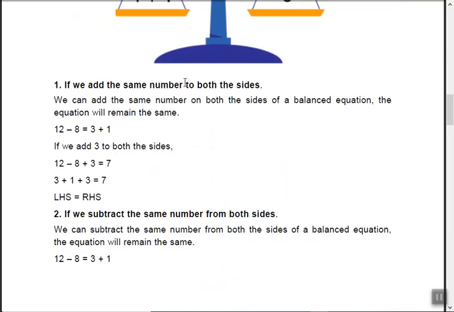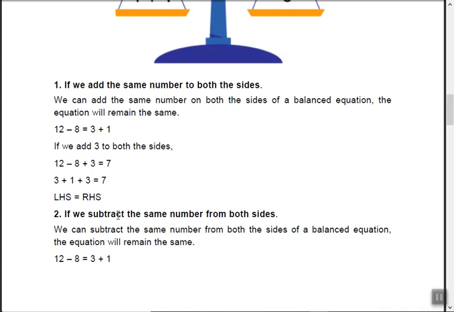If we add the same number to both sides, then the equation remains the same. Means what? See here, as simple. 12 minus 8 is what? 4. And 3 plus 1 is 4. Okay. Both sides 4. Now what happens? We add some number. We add 5 over here on both sides. So what will happen? This will also become 4 plus 5. This will also become 4 plus 5. So LHS equals RHS.